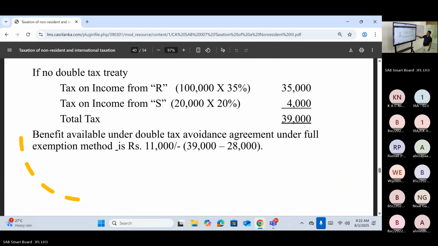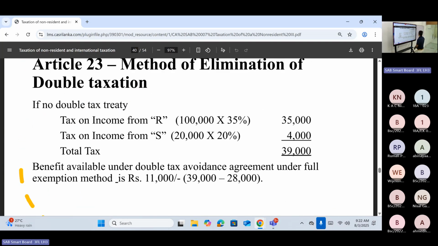This one, this thing what we did. In country R, 100,000 at 35%. Country A, 20,000 at 20%, 39,000. And we are using double taxation. The tax saving because of the DTA is 11,000. That is under the full exemption method. Right? Full exemption.